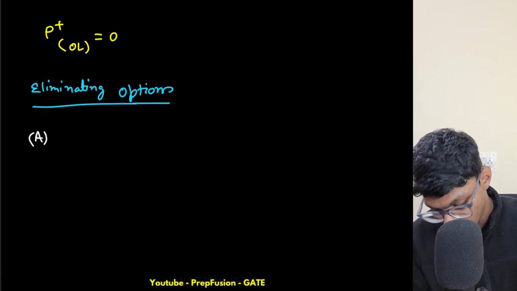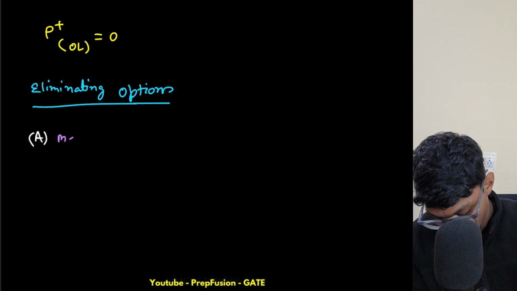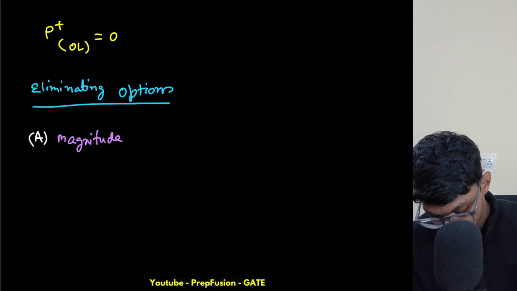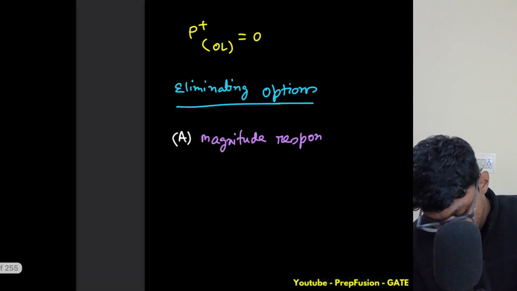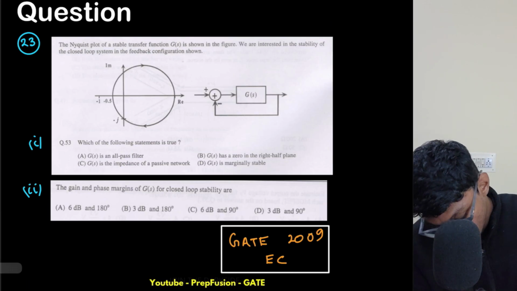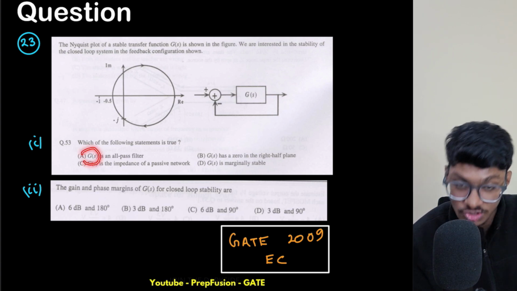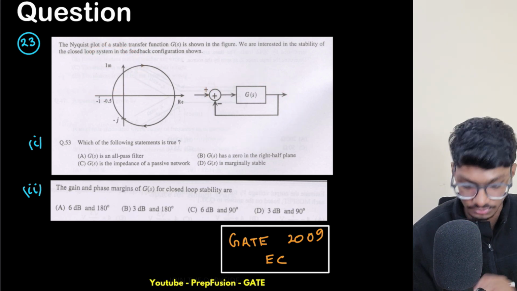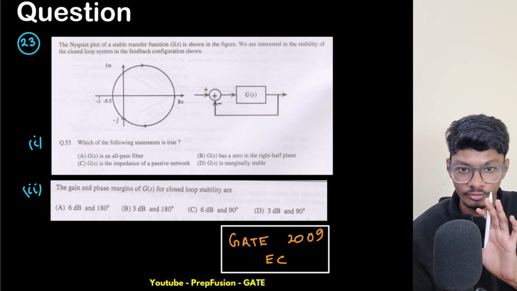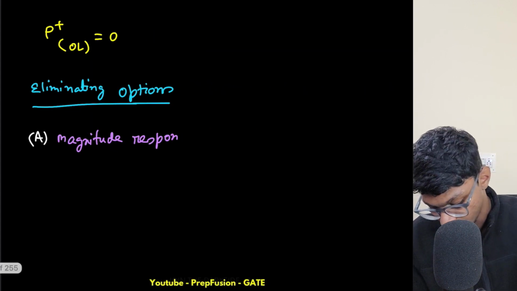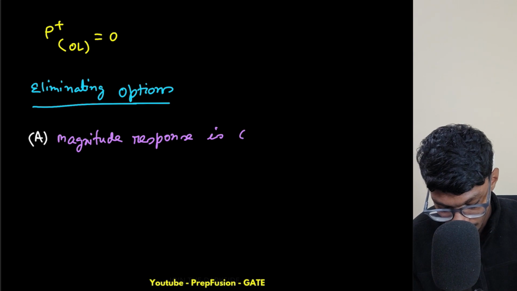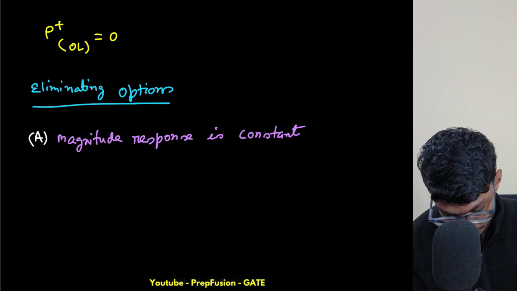So for option A, we know the magnitude response. Do keep that in mind: the G of s is talking about G of s. It is commenting about G of s and not about the closed loop system. It is only talking about the open loop system. So we will comment about the open loop system, right? So the magnitude response is constant for all pass filters.